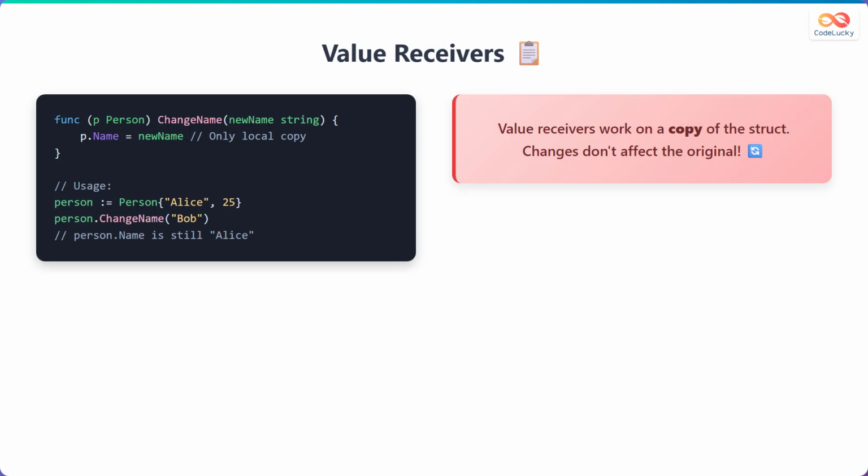Now let's discuss value receivers. Value receivers work on a copy of the struct. This means any changes made to the struct inside the method will not affect the original struct.